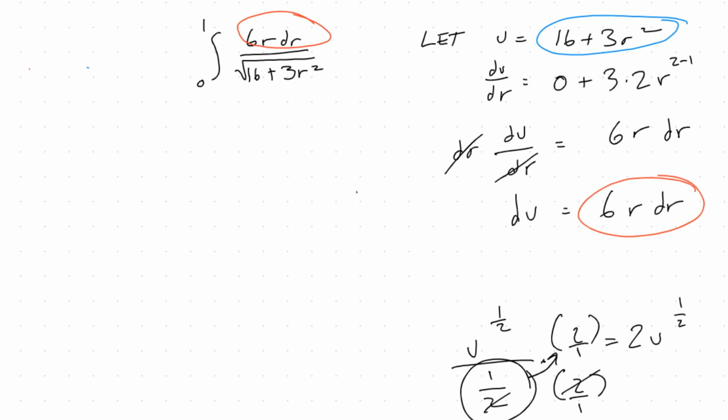All right, so right now we are at 2u to the 1/2, and we're going to change that back to r's, because we're not using x's in this one, we're using r's. So u was equal to this. So I think we're there now.